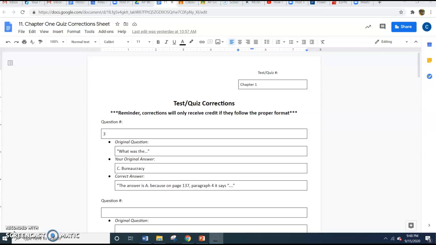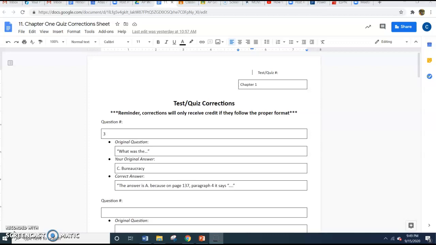And those of you that do commit to doing quiz corrections for every quiz, I will tell you right now that if you do your homework and you do quiz corrections, it's pretty much mathematically impossible to get less than a B minus in my class. So it is definitely your ticket to doing well. So with that in mind, let me just quickly go through the format.